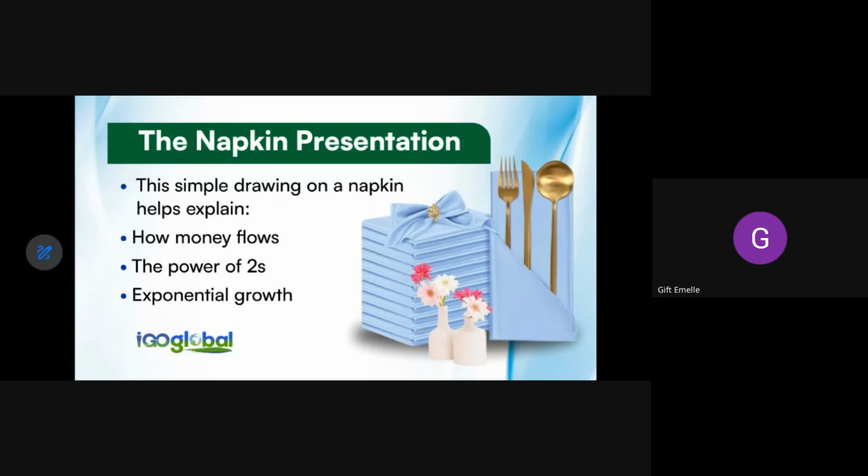Now, this is just the napkin presentation. This simple drawing, just get a napkin and a pen. What it does, it explains how money flows in this business. Also, it explains the power of tools and exponential wealth. Now, the truth is you don't need a whiteboard or a projector to explain how this business grows.